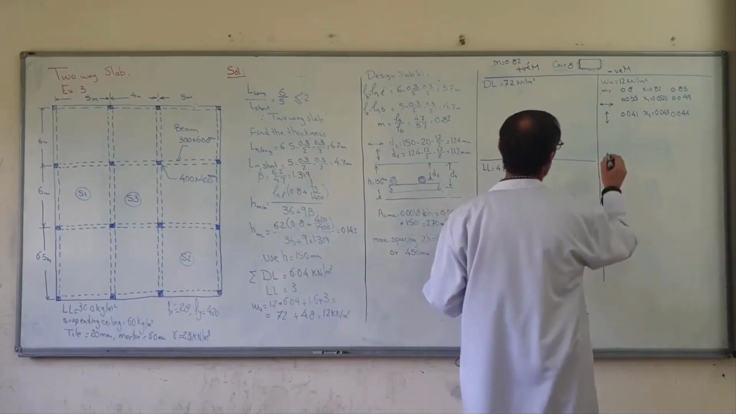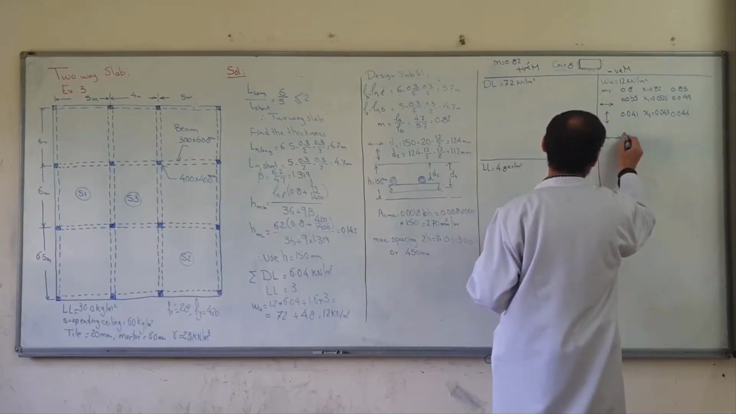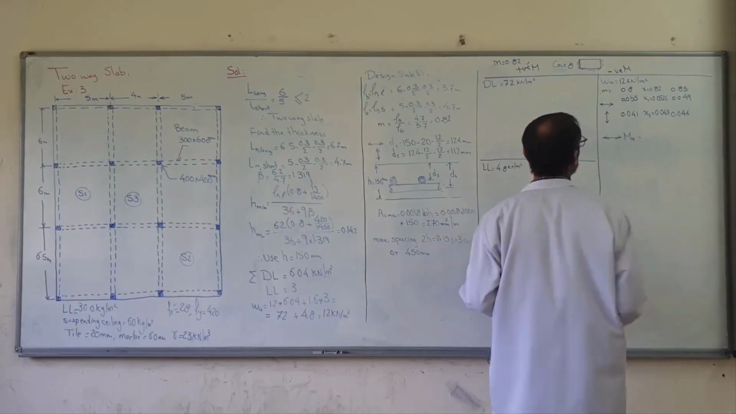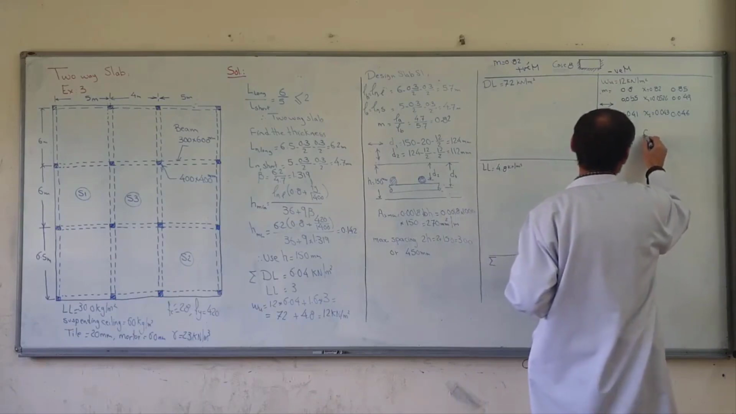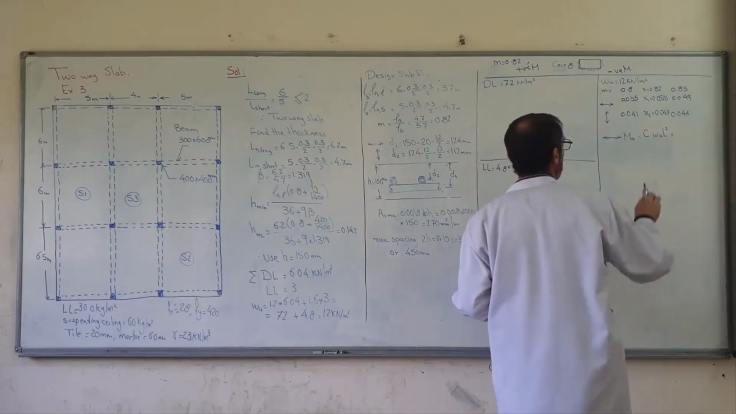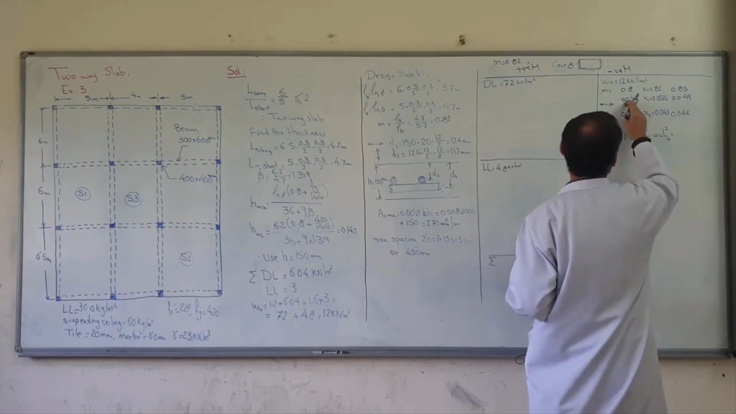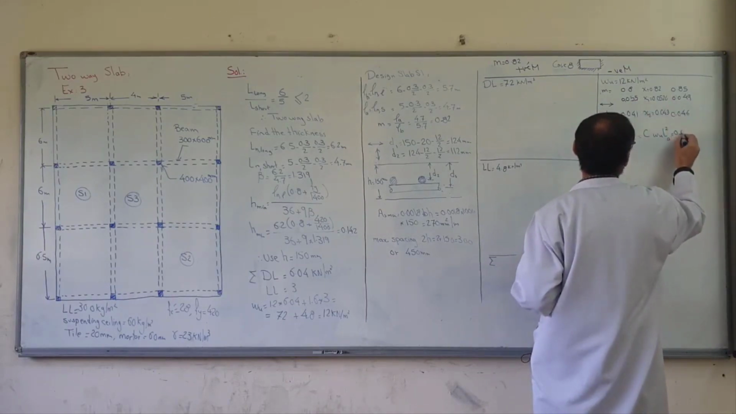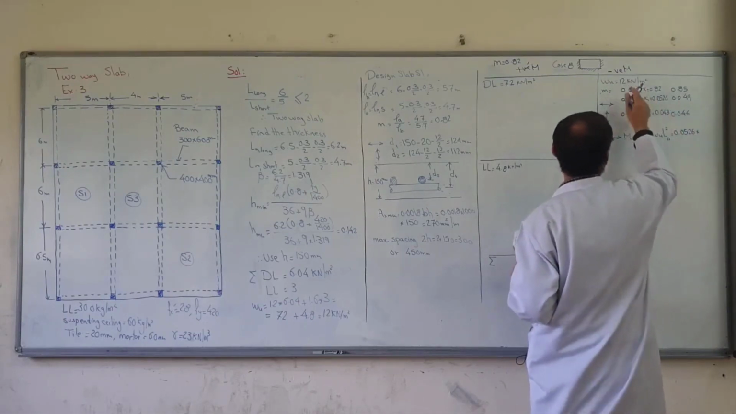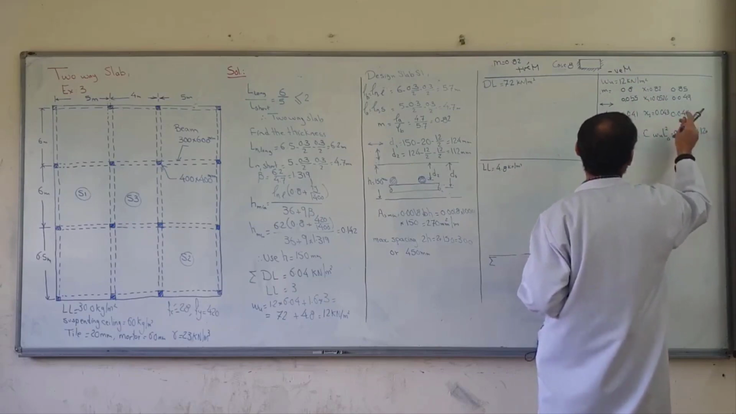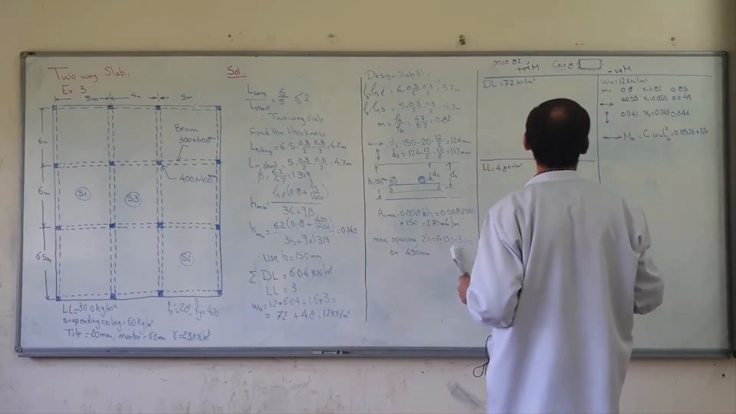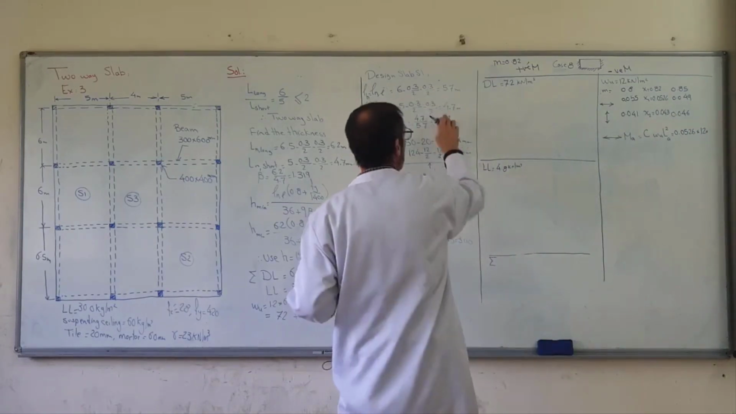Now I go to find the moment in this direction. Ma is equal to what? It is equal to coefficient times W times Ln square. The coefficient here is 0.0526 times W, 12, times Ln in this direction, short, is equal to what? Short is equal to 12.7 square.